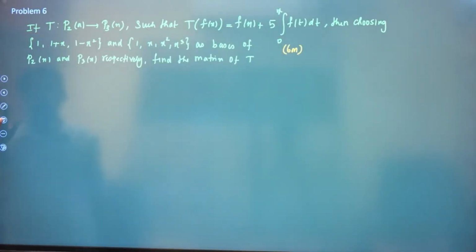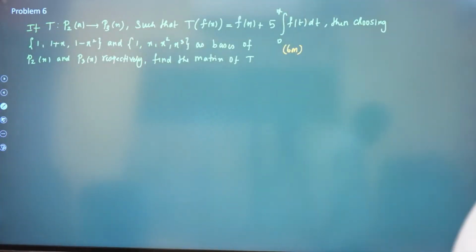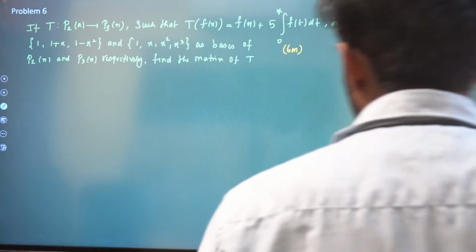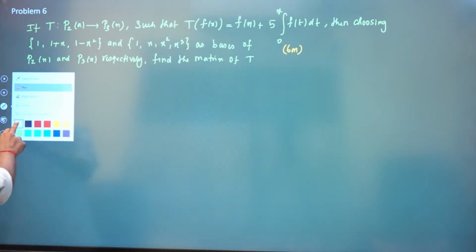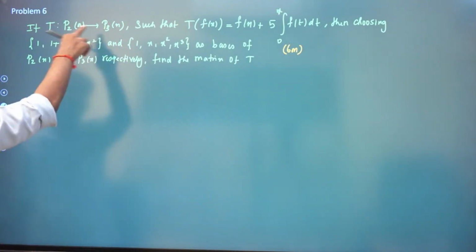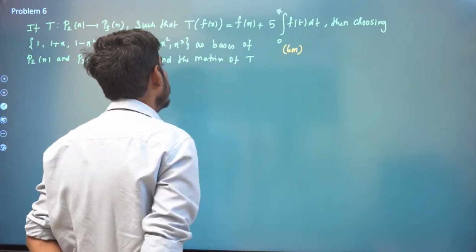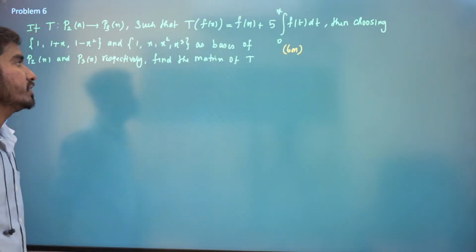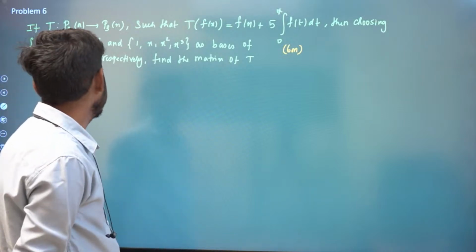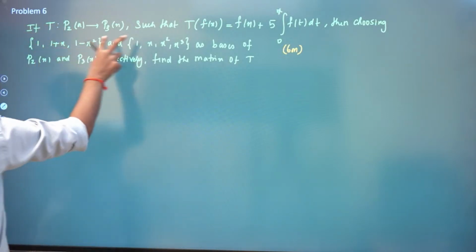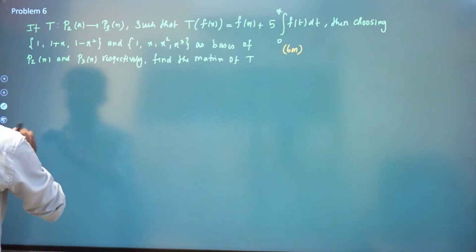T is a map from P2 of x to P3 of x. So P2 is a polynomial of degree less than or equal to 2, that is at most 2, and P3 is a polynomial of degree at most 3. So it maps P2 to P3 given by the operator T of f of x is equal to f of x plus 5 times integration of 0 to x f of t dt. Then choosing this as a basis for P2, this as a basis for P3, find the matrix of T. Very simple question.